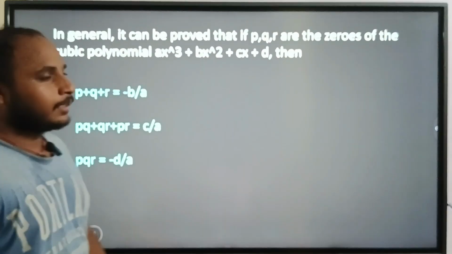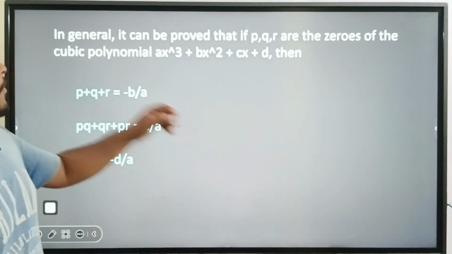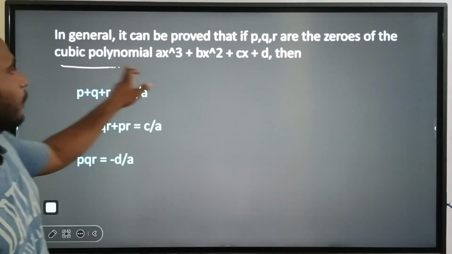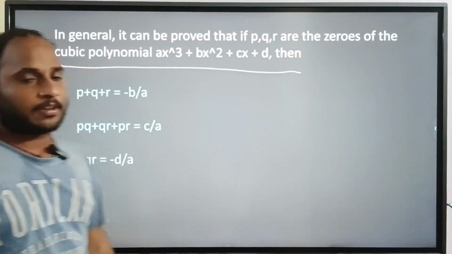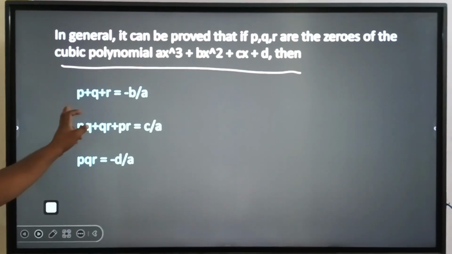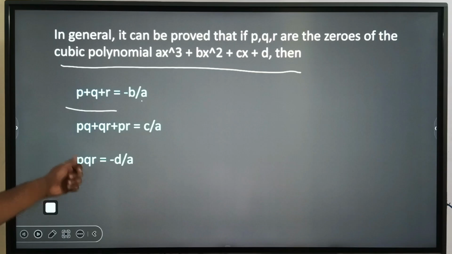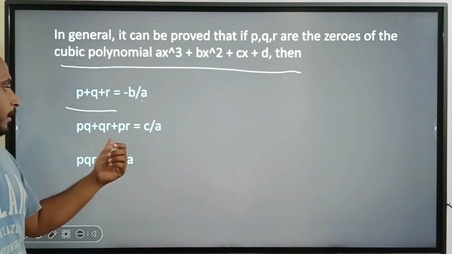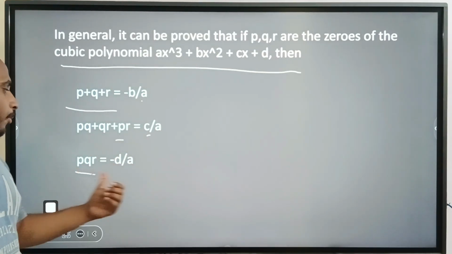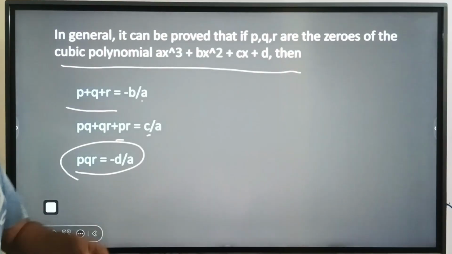In general, it can be proved that if p, q, r are the zeros of the cubic polynomial ax cube plus bx square plus cx plus d, then the sum of the roots is minus b by a, pq plus qr plus pr is c by a, and the product of the roots is minus d by a.